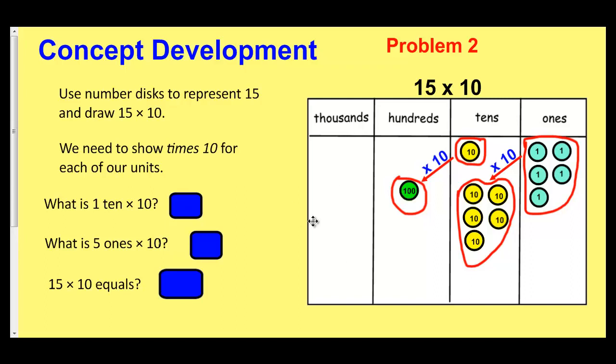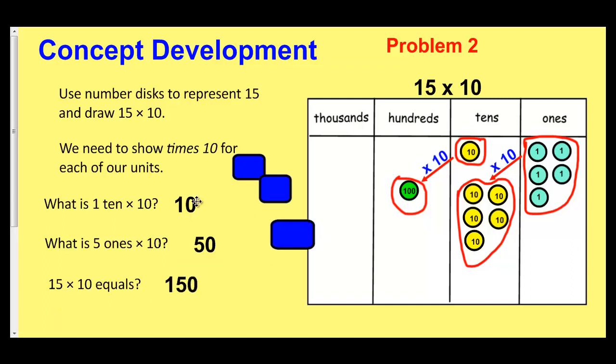So after you have all this drawn, I want you to think to yourself, what is 10 times 10? It should be 100. Okay, what is 5 ones times 10? 50, right? So 15 times 10 equals 150. And remember, this is a mistake. That should say 100.